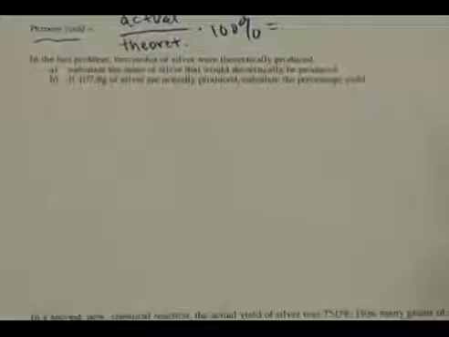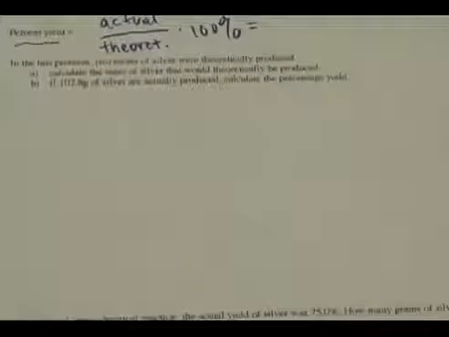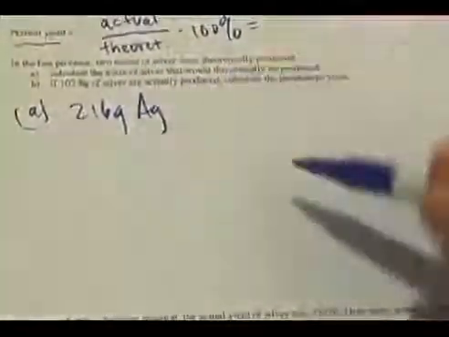In the last problem, 2 moles of silver were theoretically produced. Calculate the mass of silver that would theoretically be produced. Oh, I guess we did that in the last problem. We figured out down here that the mass of silver was 216 grams that would be produced. So in letter A, 216 grams of silver was produced.